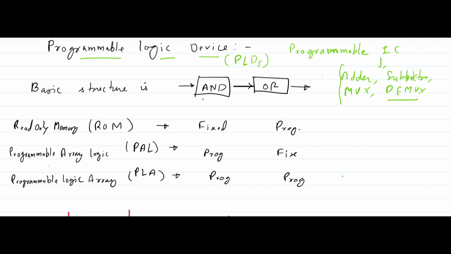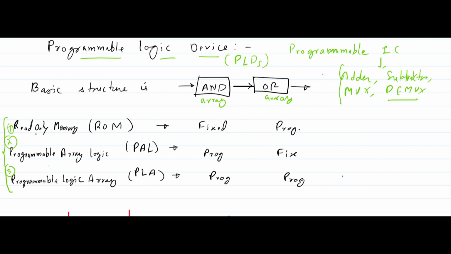The basic structure of the PLD is an AND array followed by an OR array. So this is the basic structure. First we will have the AND array and then the OR array will be there. And here the word programmable is used. So there is something that is programmable, and depending on this programming we have three categories of PLDs. First one is ROM, second one is PAL, and third one is PLA.